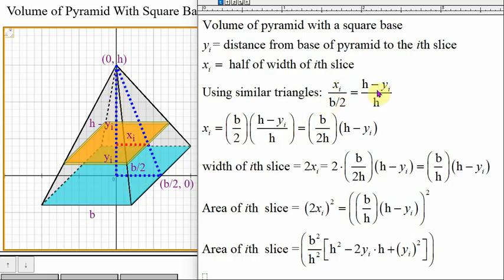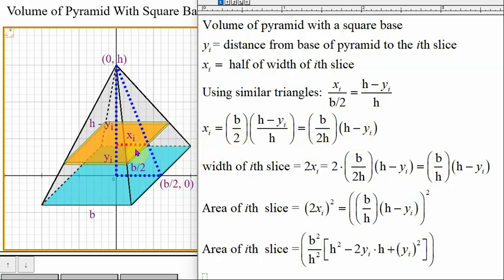So this is what we have. Then multiply both sides by b over 2, and this is what we get: x sub i is equal to b over 2 times h minus y sub i over h, which is b over 2h times h minus y sub i. So this is the equation that relates x sub i and y sub i.